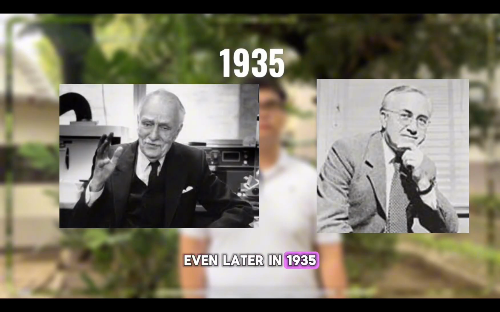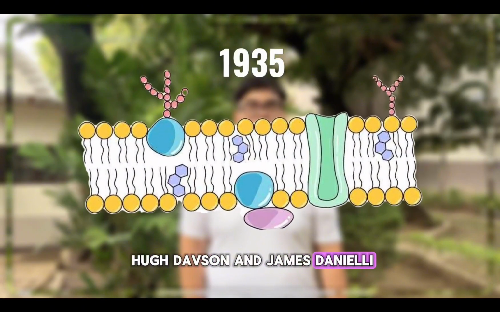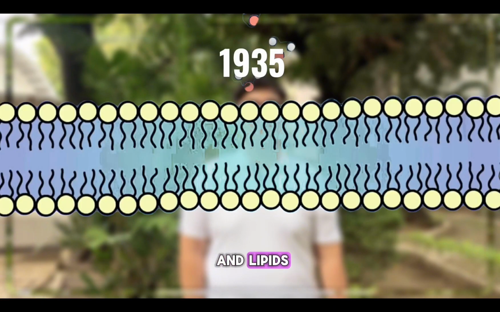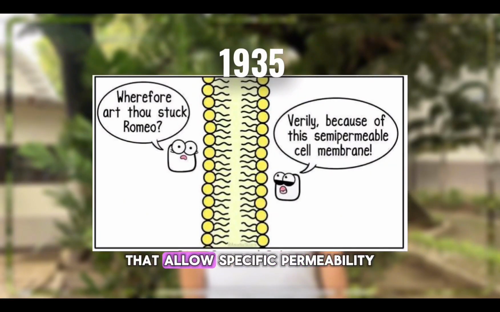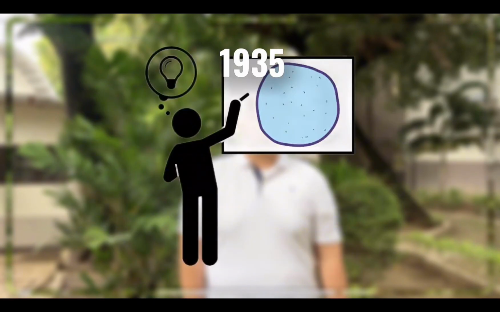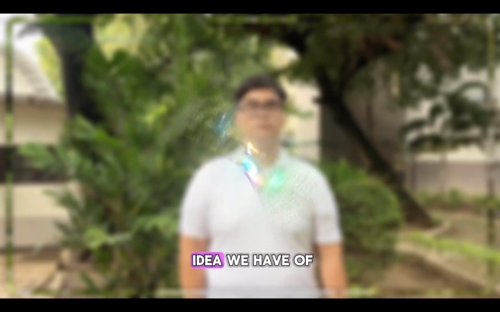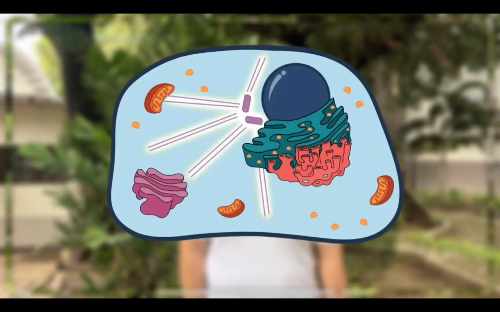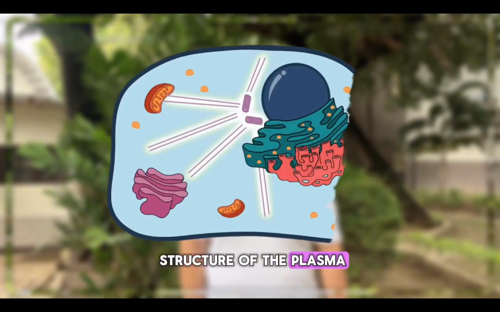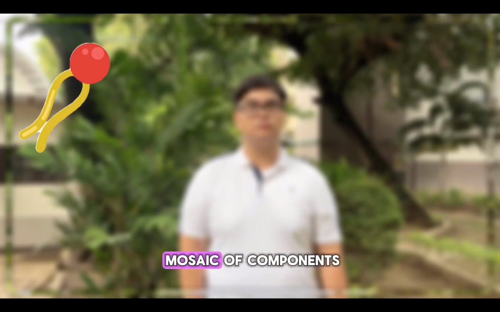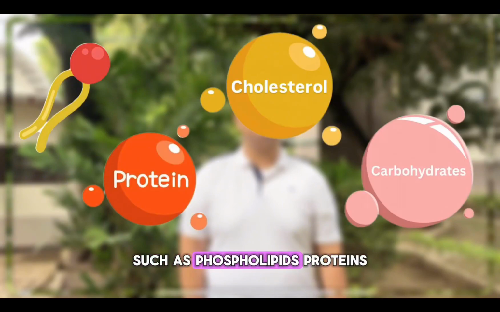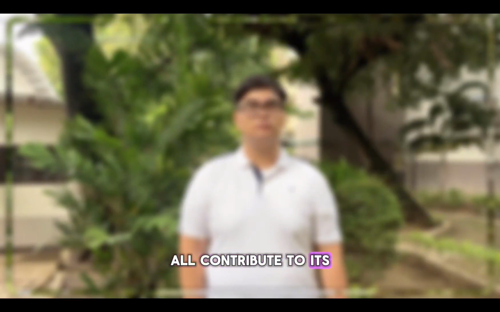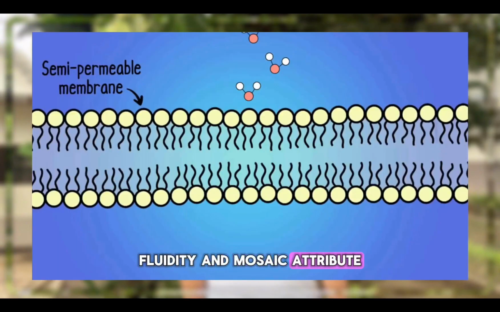Even later, in 1935, Hugh Davson and James Danielli proposed that lipid membranes are layers composed of proteins and lipids with pore-like structures that allow specific permeability for certain molecules. All these and more contributed to the general idea we have of cell membranes today, the fluid mosaic model. This model explains the structure of the plasma membrane of animal cells as a mosaic of components such as phospholipids, proteins, cholesterols, and carbohydrates, which all contribute to its semi-permeability, fluidity, and mosaic attribute.